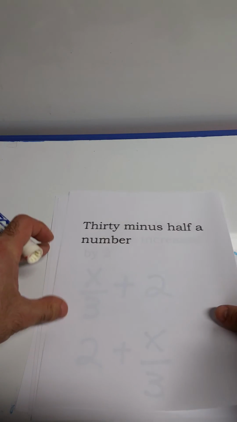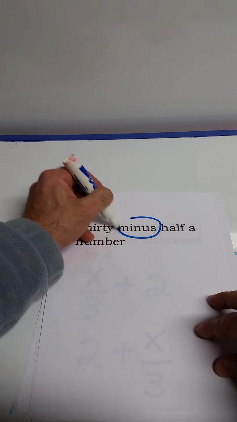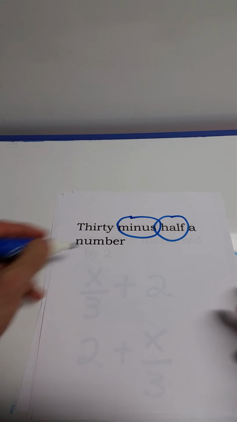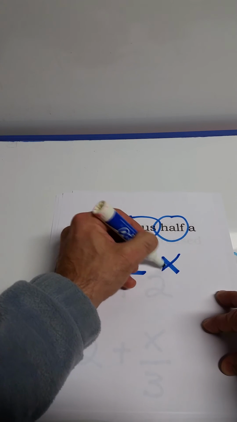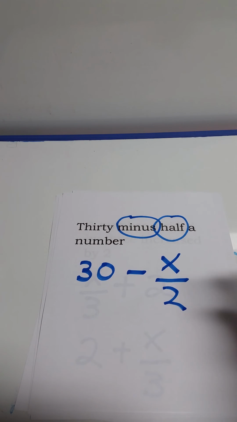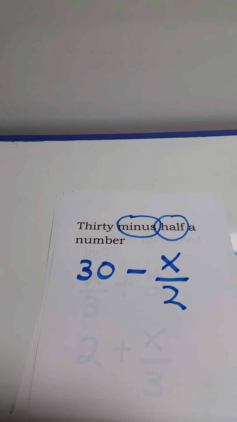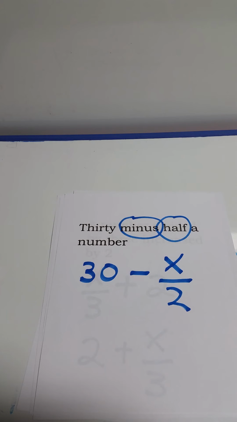Let's try this one. 30 minus half a number. We know minus is subtraction, and we know half tells us division. 30 minus half a number. Anytime we see half, we use 2. 2 always cuts something in half. 30 minus half a number.